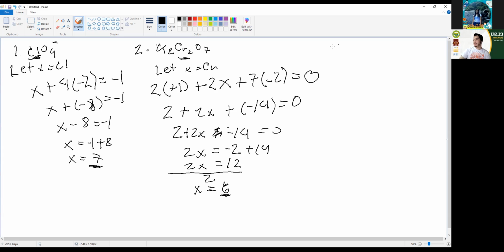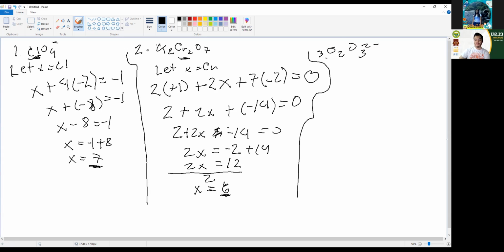And then lastly, si S2O3 negative 2. Saan na yung PowerPoint natin? Yan. Yan. So yun, ang hinahanap dito yung sulfate, yung sulfur. Okay? Kaya tayo magsulat. Yan.